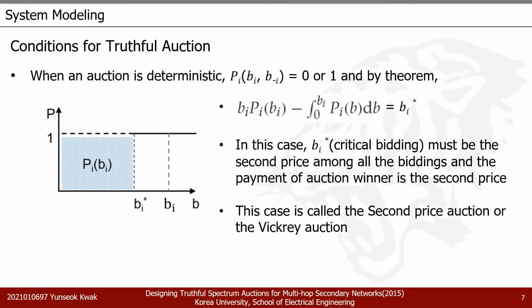Especially when an auction is deterministic, then P is 0 or 1 by the theorem, and this area will be the payment of the agent. In this case, the critical bidding must be the second price. The winner must pay the second price of the bidding, because if one is winning, then the critical bidding must be its second price among the biddings. This case is called the second price auction or the Vickrey auction.